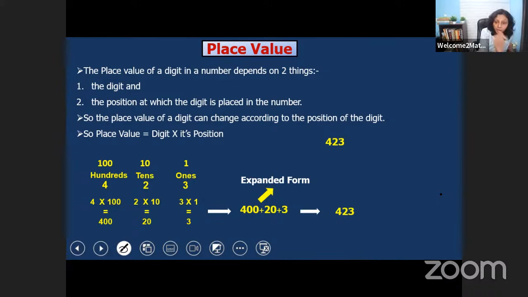So now, if you have a number, let's see, 635. Now, can you tell me what is the place value of 6 in this number? What is the place value of 6 in 635? 600, in 635, what is the place value of 6?